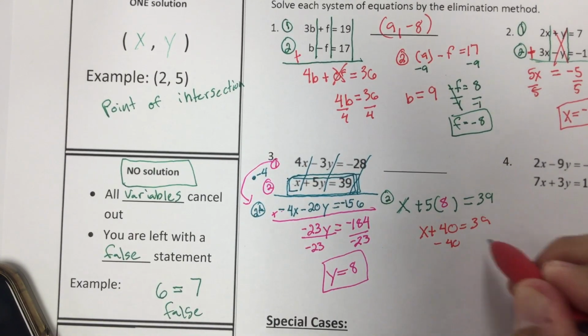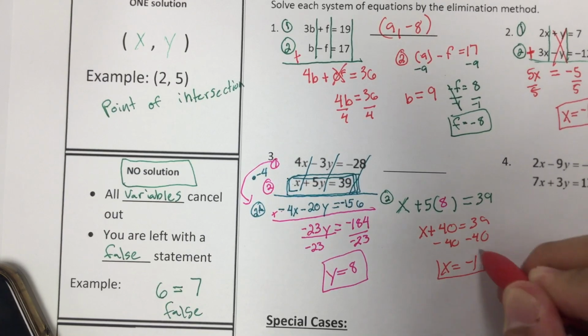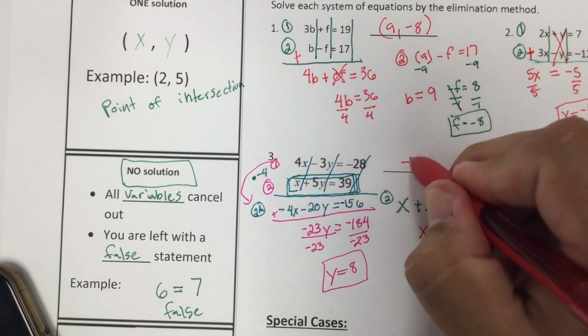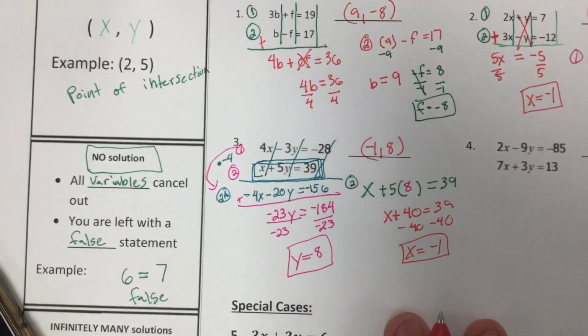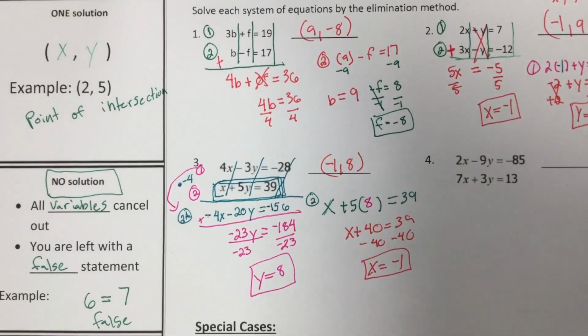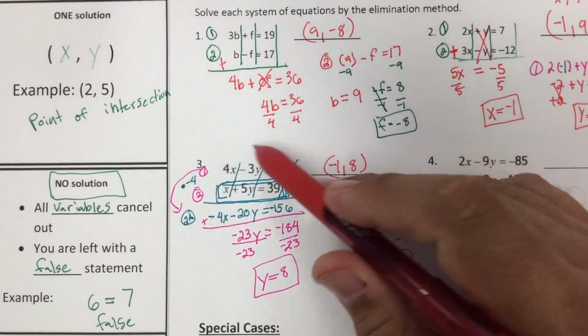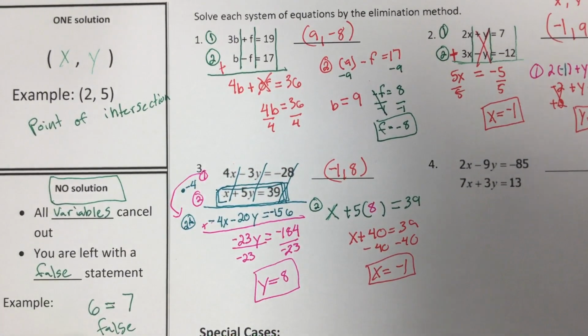Subtract 40 to both sides. X equals negative 1. So now I have x and a y. Negative 1 comma 8 is my solution. Now, in order to test these solutions to make sure that they're 100% correct, what you can do is you can plug this x and this y value into these equations to tell if they're true. Okay, to see if you get a true statement.